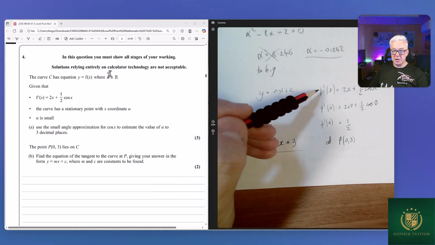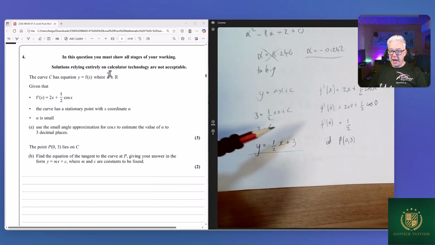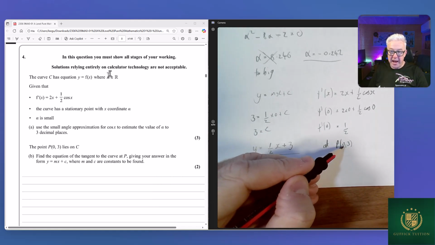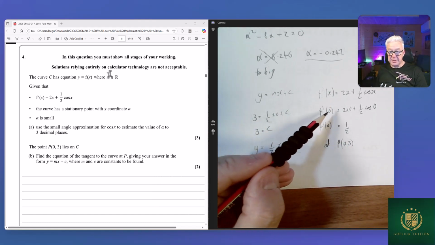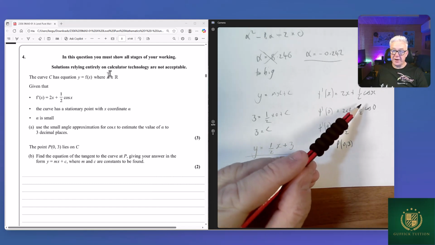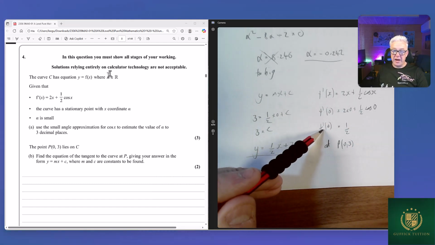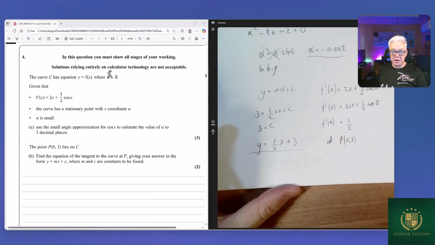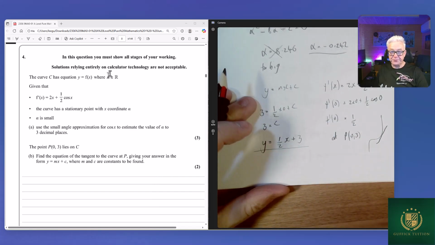So let's have a look. We're going to use our f dashed of x formula, and we're going to sub in the x coordinate of the point P, which is 0. So we have f dashed of 0 is going to be 2 times 0 plus a half times cos 0. Cos of 0 is 1, so f dashed of 0 is a half. Okay, so that means our tangent has a gradient of a half.